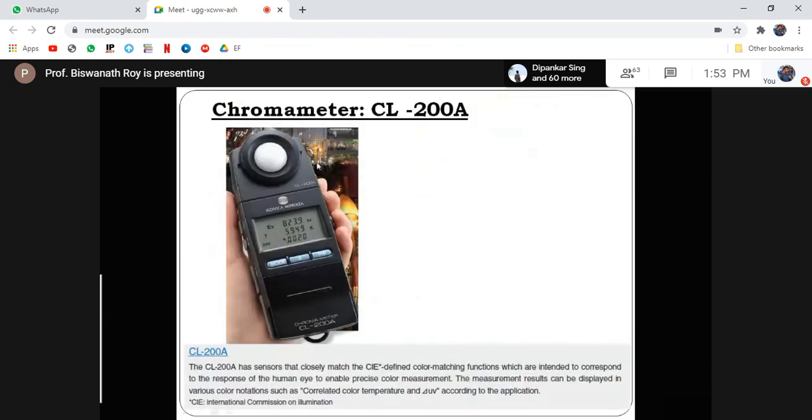Okay. Next instrument is the chromometer. The model is CL200A. The maker of the instrument is, you see, Konica Minolta. This instrument we are actually using in our lab for experimentation purposes. So the CL200A has the sensor. This is the sensor. There are three sensors under this white diffuser. This white portion is the diffuser. Sensors are not visible from outside.